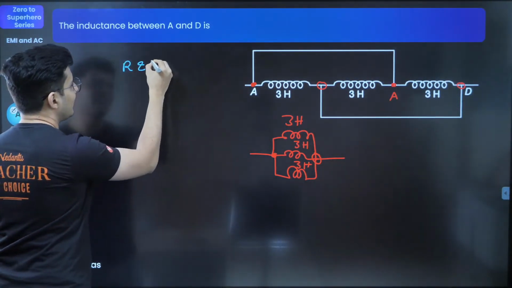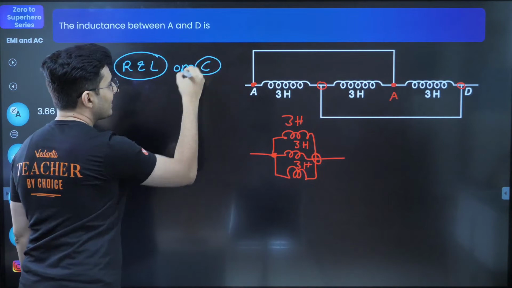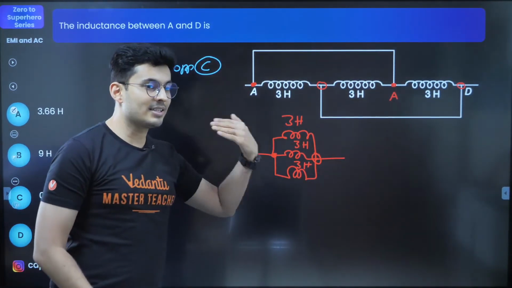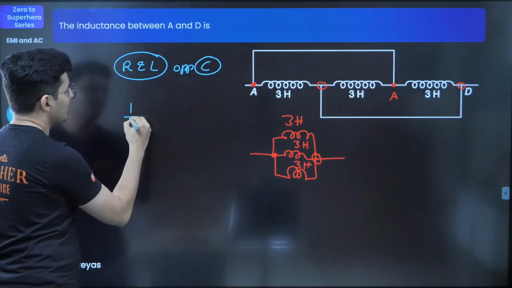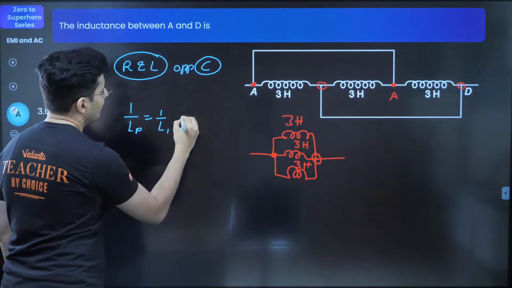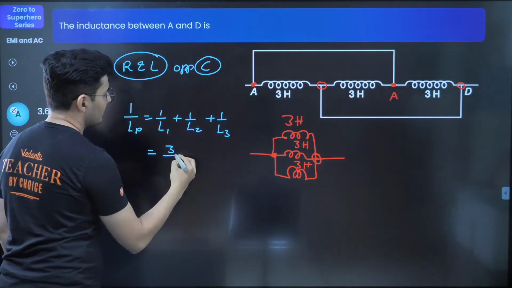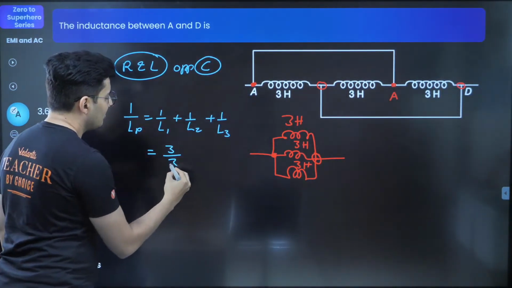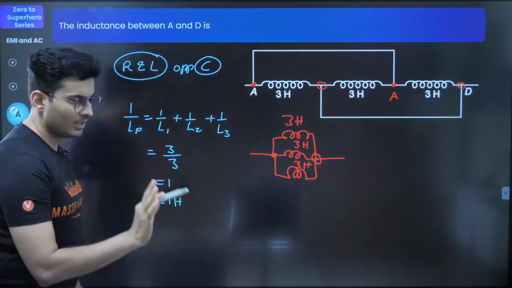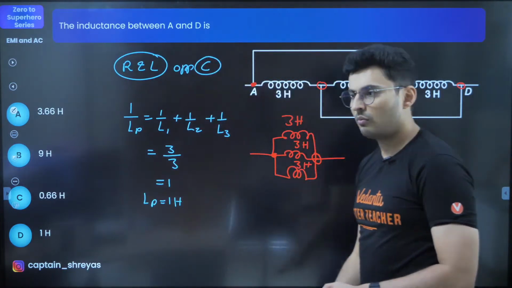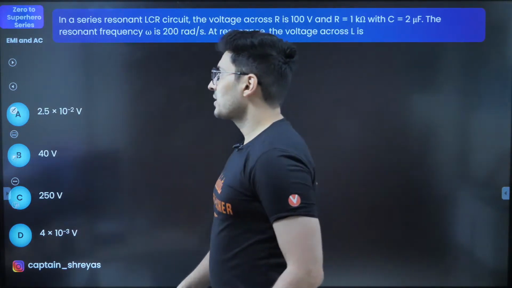So resistors and inductors are alike, and exactly opposite is basically capacitors. So for capacitors, when in series, use the parallel formula of resistors and vice versa. Here they are in parallel, so just use 1 by LP is 1 by L1 plus 1 by L2 plus 1 by L3. So it is basically 3 times 1 by 3, because L is the same. So it will be just 1. So LP will also be 1 Henry. Done. Very similar to resistance. Perfecto. Here we go to the next question.